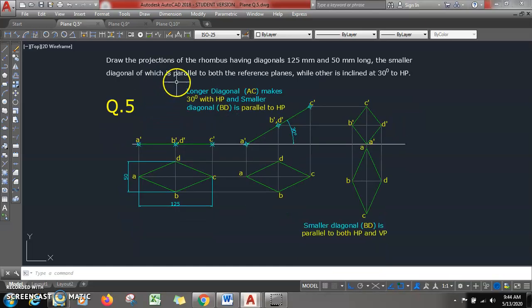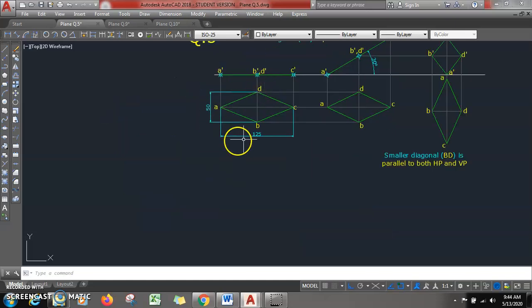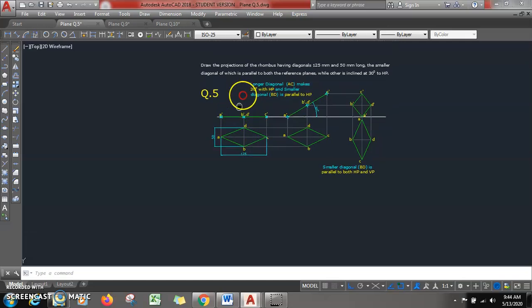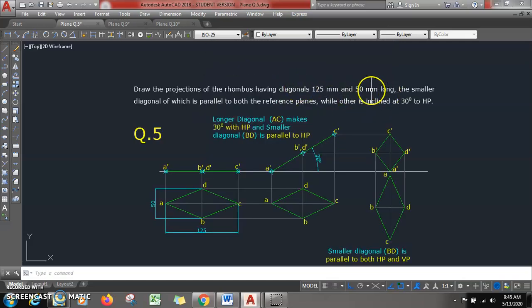Now in this statement, they have not mentioned the resting condition, you see. So how will you get it? The very first thing is to draw a rhombus. Diagonals are 125 mm and 50 mm.